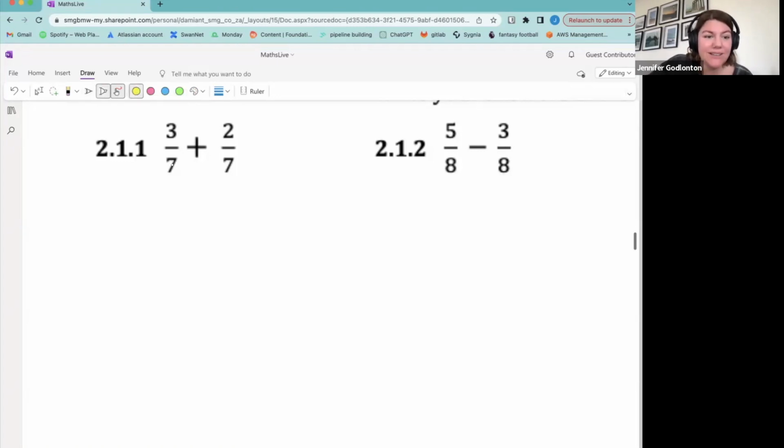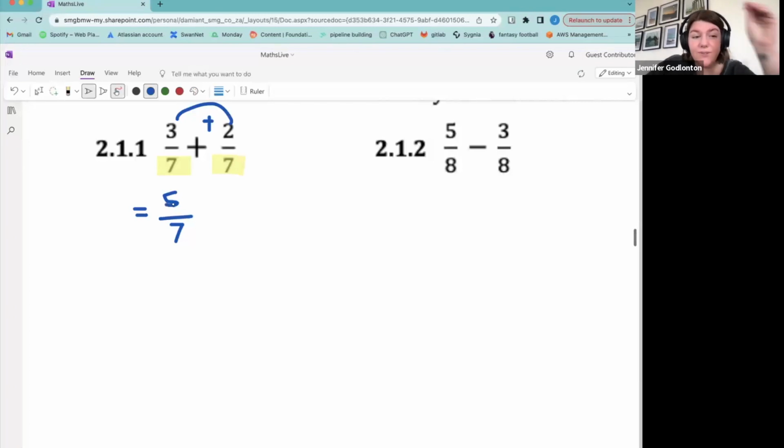Okay, so here we've got a 7 and we've got a 7. Because our denominators are the same, that means we are allowed to add our numerators. So then we can say 3 plus 2, which gives us 5. Okay. And our denominator stays exactly the same, over 7. So if the denominators are the same, then we are allowed to add the numerators. But if our denominators are not the same, we are not allowed to do that. Sorry, I did not like how my 5 came out. It was irritating me.